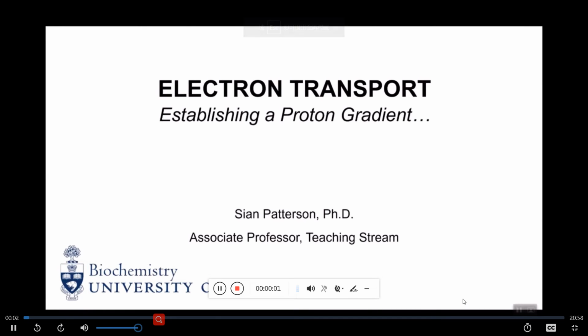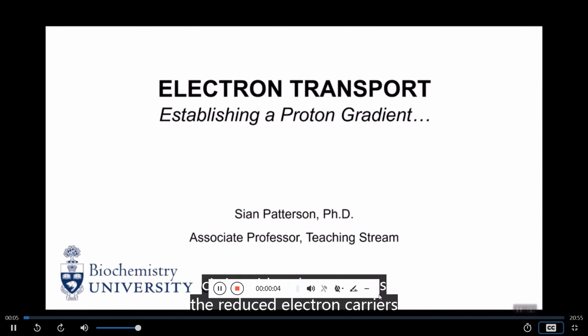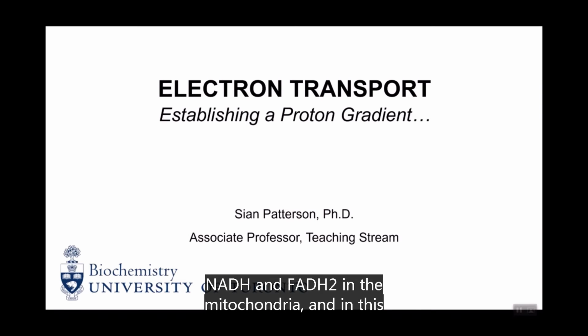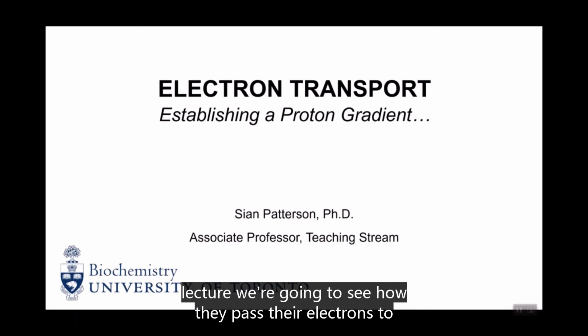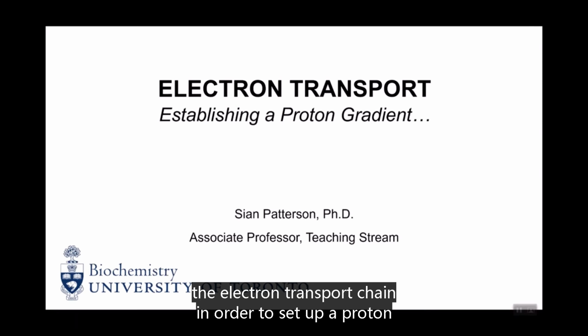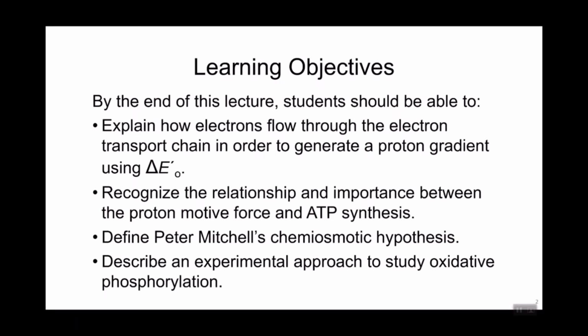We've seen how the pyruvate dehydrogenase complex and the citric acid cycle generate the reduced electron carriers NADH and FADH2 in the mitochondria. And in this lecture, we're going to see how they pass their electrons to the electron transport chain in order to set up a proton gradient for ATP production.